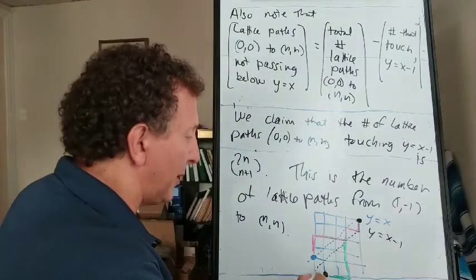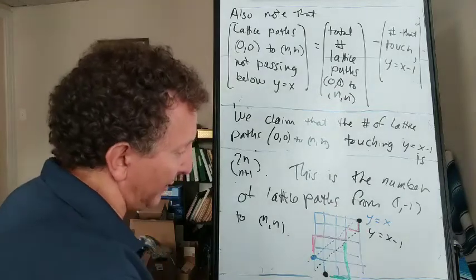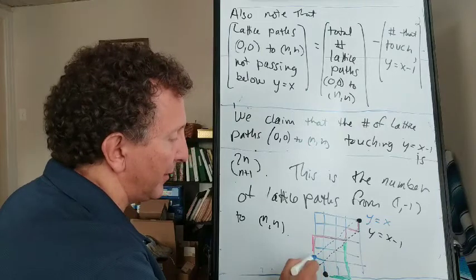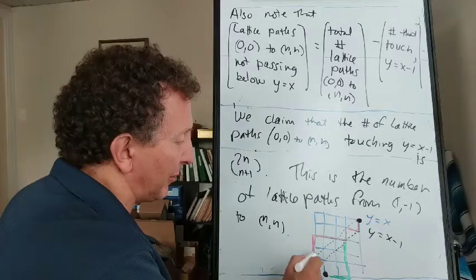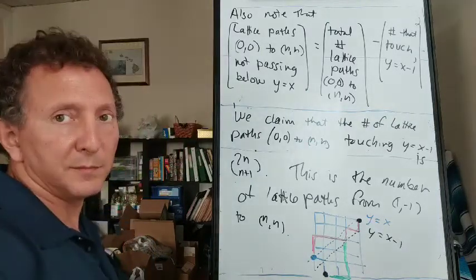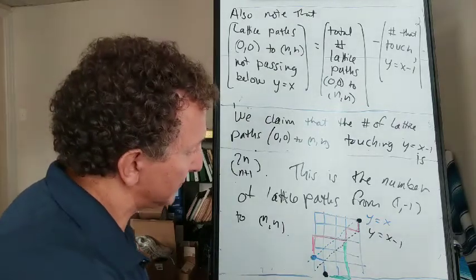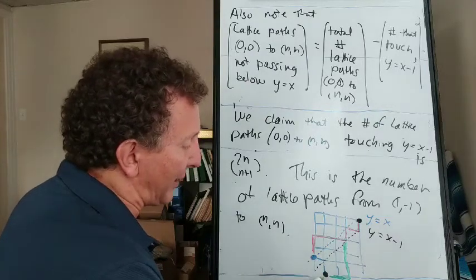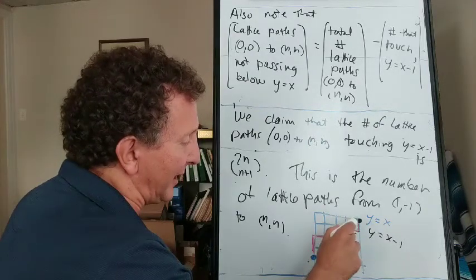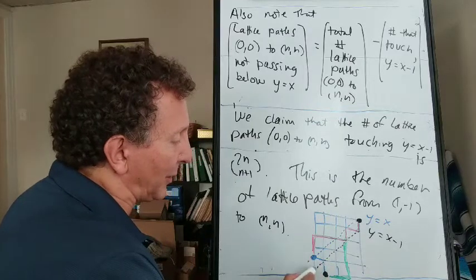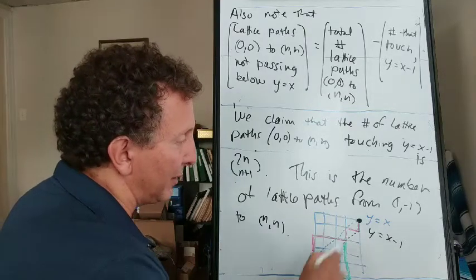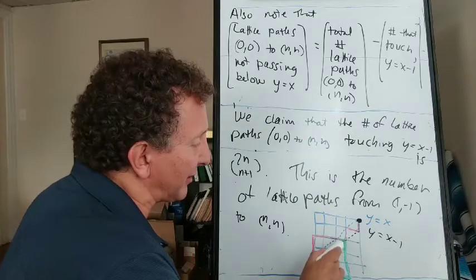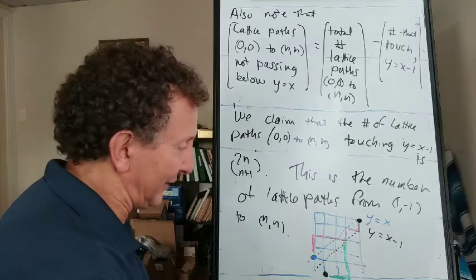To get a path from (1, -1) to (n, n). Because if we're reflecting in the line y = x - 1, (0, 0) reflects to (1, -1). Conversely, if we have any path that starts at (1, -1) and goes to (n, n), (1, -1) is below the line y = x - 1, and (n, n) is above it. So that path has to touch this line y = x - 1 at least once.